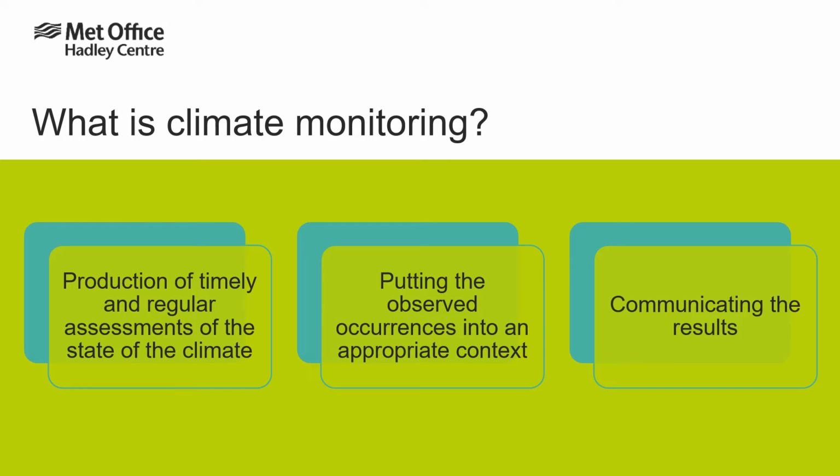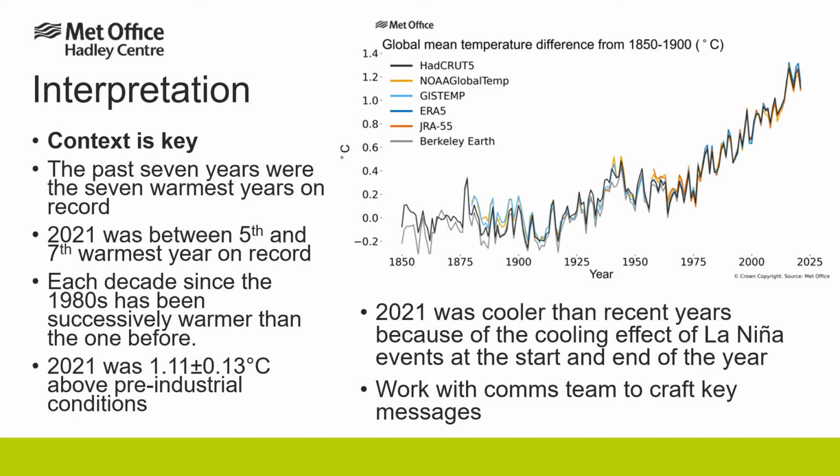So a bit more now on more general context and communicating results. When we're interpreting these data sets, the context is really key. So I'm going to give some examples using the global mean temperature series here up at the top right hand side. This is an image from the WMO State of the Global Climate in 2021. Temperature anomalies relative to the 1850 to 1900 pre-industrial baseline, and we have the 6 data sets all shown individually. Now, these are some of the statements we made based on this time series and other information.